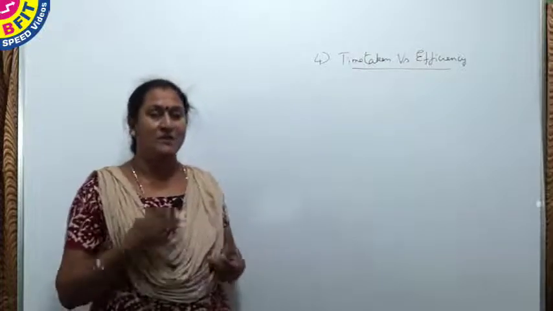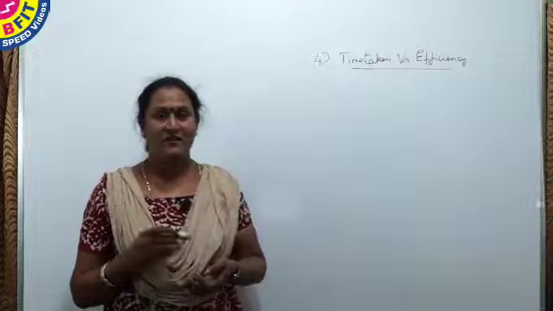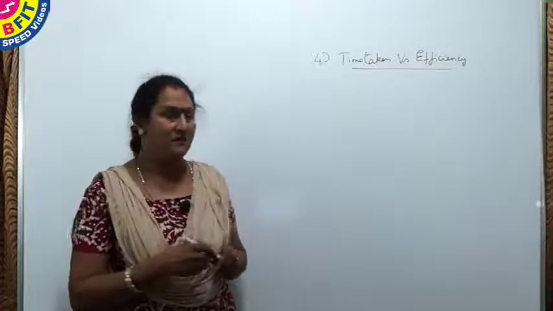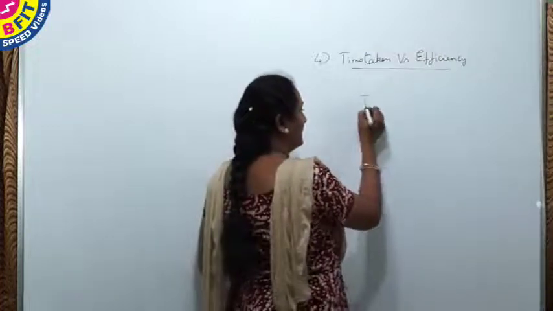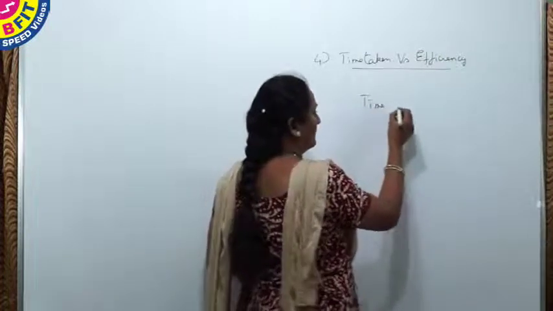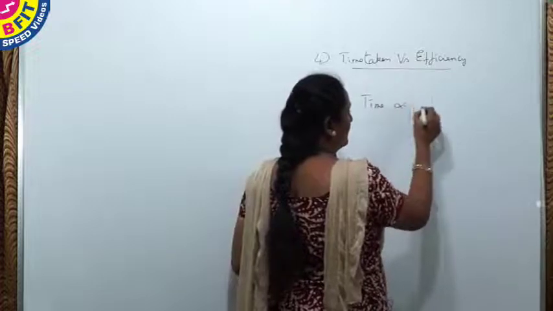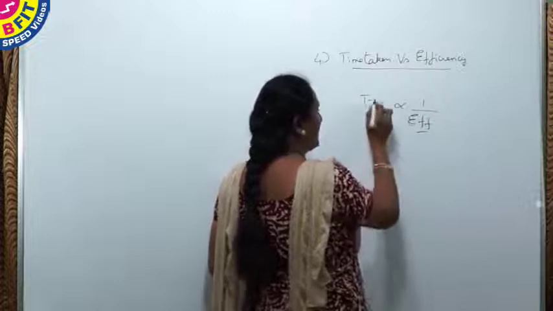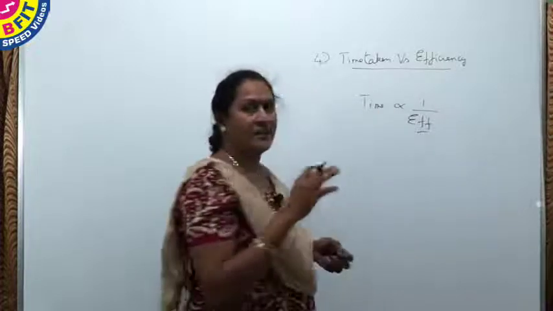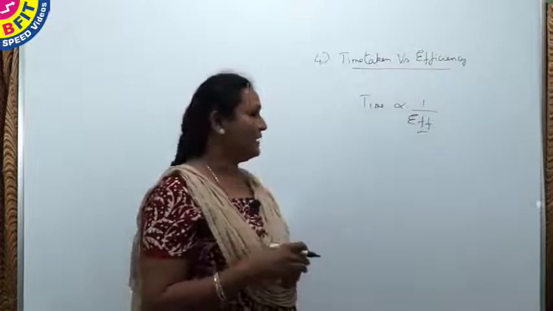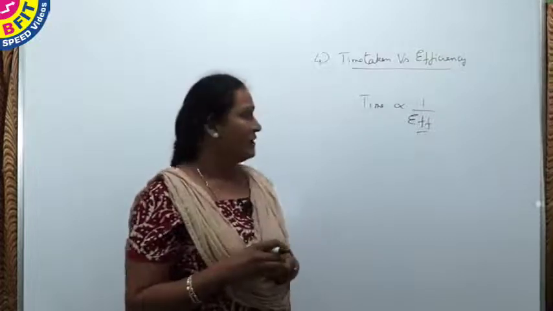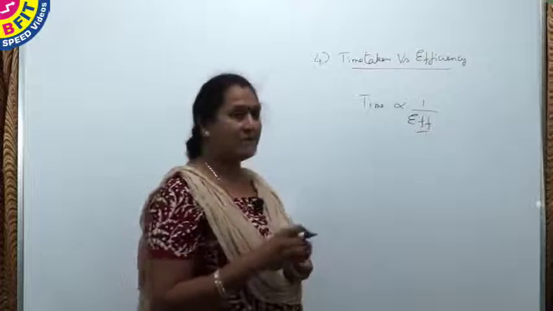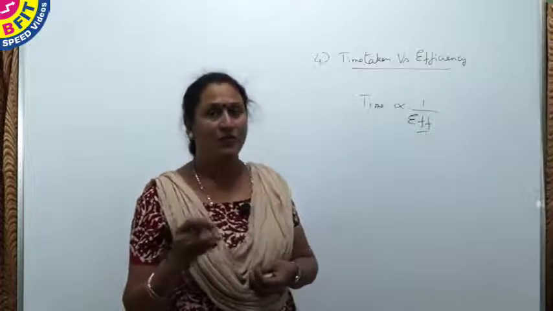So we'll see the next concept, time taken versus efficiency. Time taken and efficiency vary inversely. Say for example, there are two persons A and B. If A is taking 10 days to do a work and if B is taking 15 days to do a work.